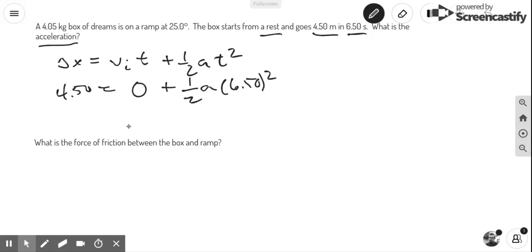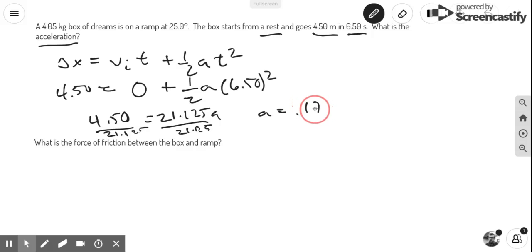If we start working on the algebra, 1/2 times 6.50 squared, we want to figure that part out. That's going to give us, on this side, about 21.125 times a, and that's going to equal our 4.50. So we'd be dividing by 21.125 on both sides. That would give us an acceleration of, with 3 sig figs based on everything else being 3 sig figs, 0.170 meters per second squared. So that would be our answer for part A.